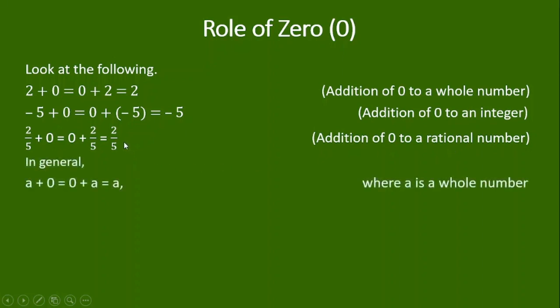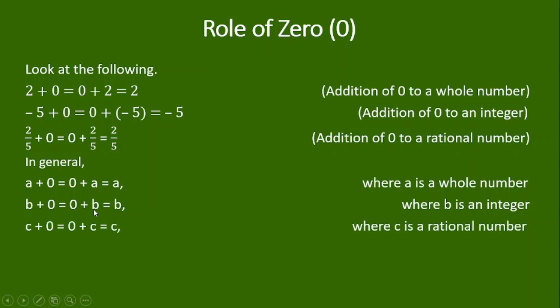So in general we can say that if a is a whole number, then a plus 0 will be equal to 0 plus a, that is always equal to a only. Similarly, for integers, if b is an integer, then b plus 0 is equal to 0 plus b, that is equal to b. And if c is a rational number, then c plus 0 is equal to 0 plus c is equal to c.